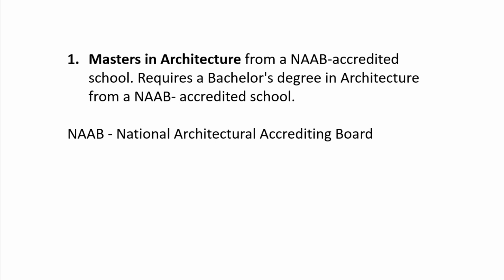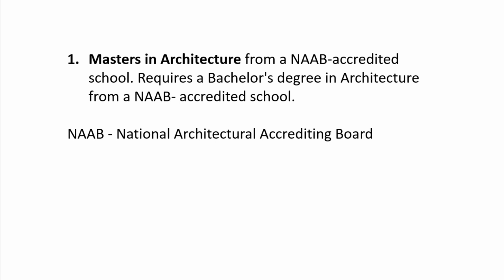The very first thing that you need to begin the process is a master's degree from a NAB accredited university. NAB is an organization. NAB stands for National Architectural Accrediting Board. So in order to get a master's degree in architecture, you first need a bachelor's degree in architecture from a NAB accredited school. So for step one, get a master's degree in architecture, which really means get a bachelor's degree in architecture first, and then go on and pursue your master's degree. And it does have to be at a NAB accredited school.